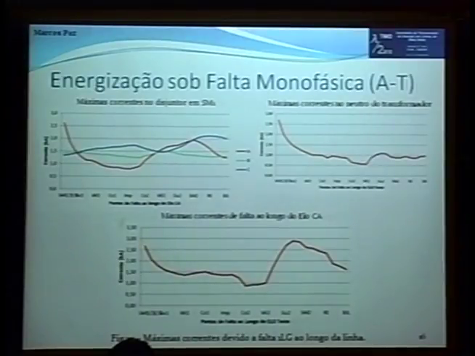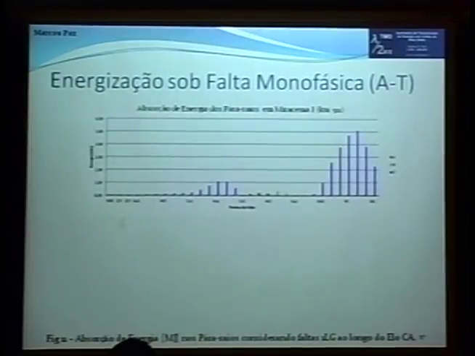So it starts very high. As the fault moves in the line, the maximum current goes down until they reach about half the line, and then they go up again because it becomes closer to the resonance point in the line. And then it goes down again. So you can better visualize what the most critical regions would be for a single phase fault.